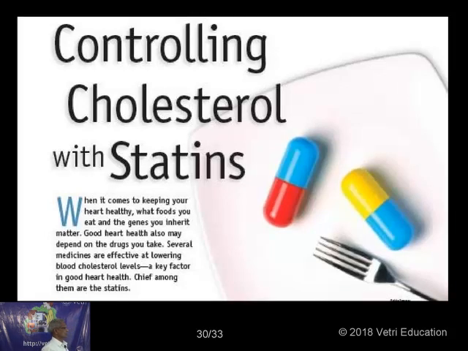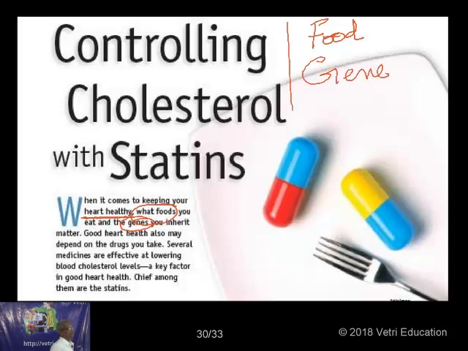Controlling cholesterol with statin tablets. When it comes to keeping our heart healthy, what foods you eat and the genes you inherit matter. So two points are very important if you want to keep a healthy heart: what food you eat and what genes you derive. Sometimes even if the food is very bad, if the genes are good, then it is okay. These two things go together in making your heart weaker or stronger. So what food you eat and what genes you inherit from your parents, that counts.